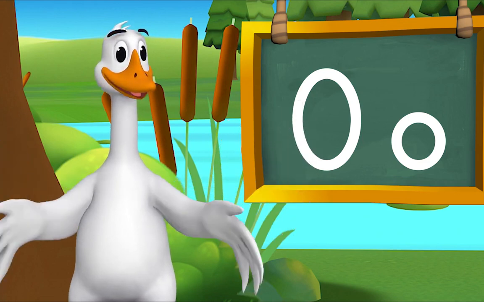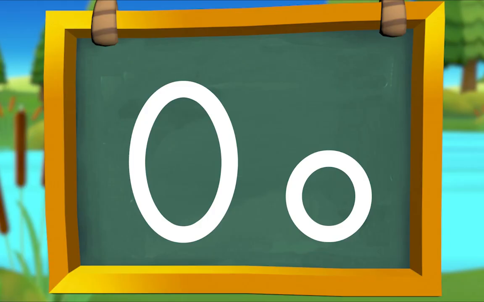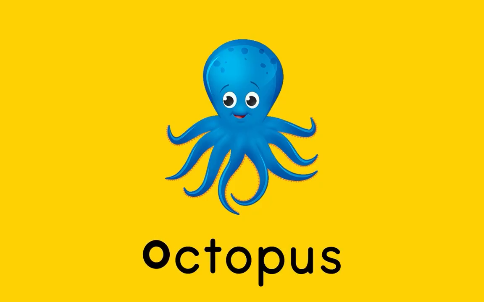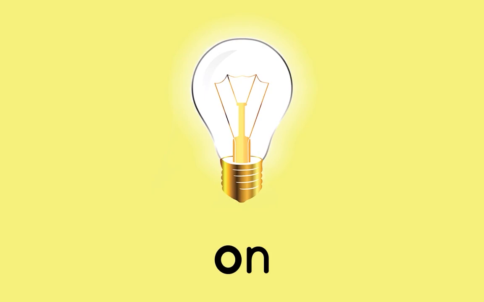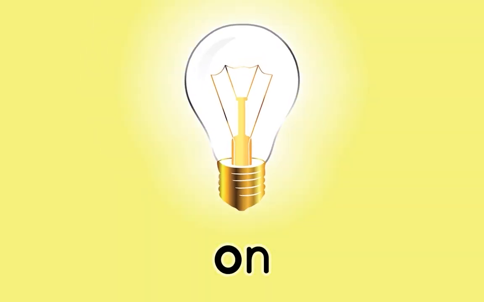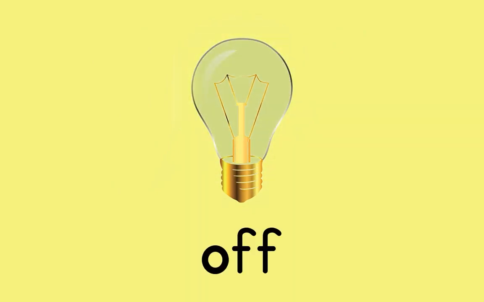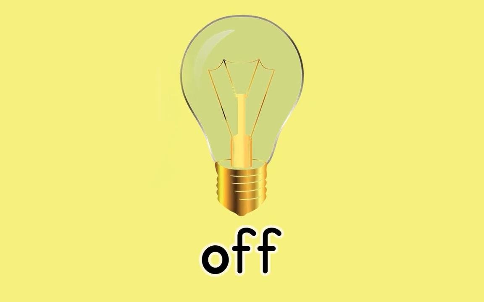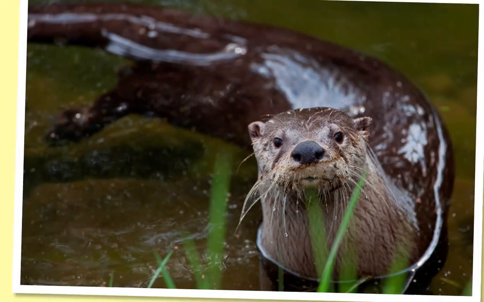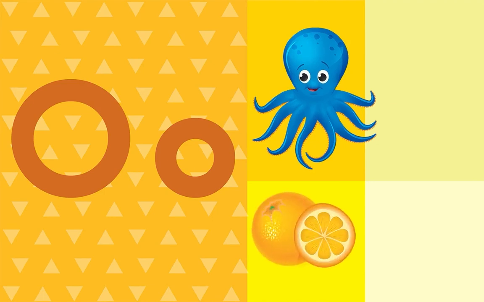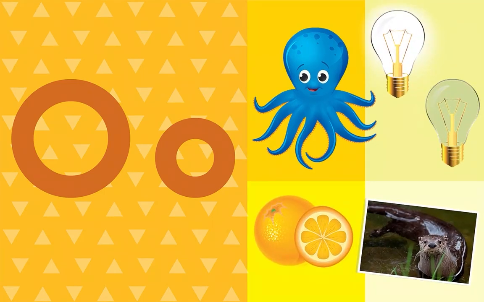While Fox does that, here are more things that begin with O. Octopus. Ah, ah, octopus. Orange. Orange begins with O. On. Ah, ah, on. Off. Ah, ah, off. Otter. Ah, ah, otter. What letter do all these words start with? O! That's right, the letter O.